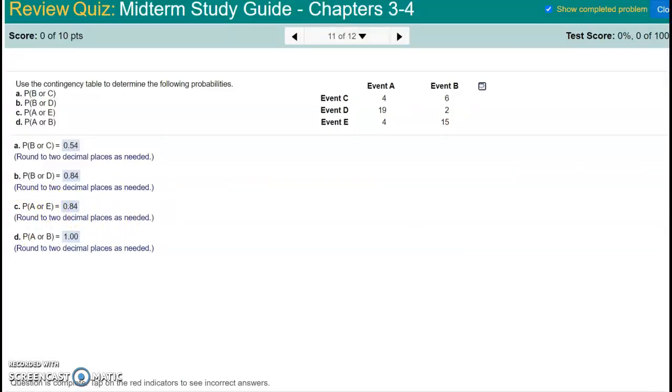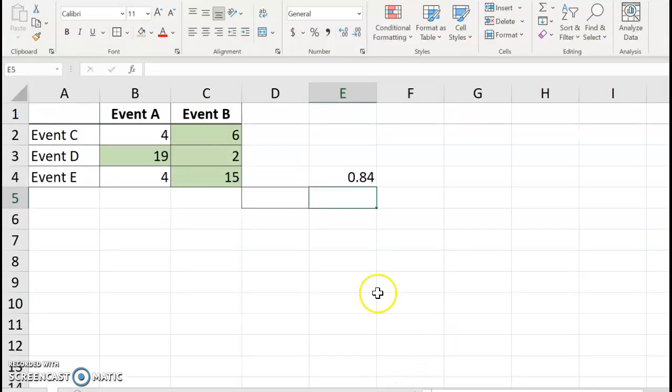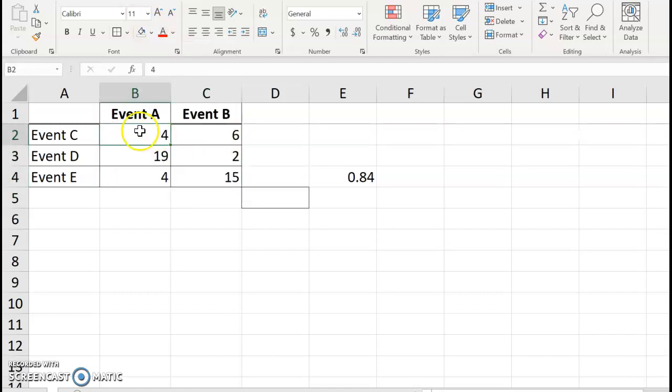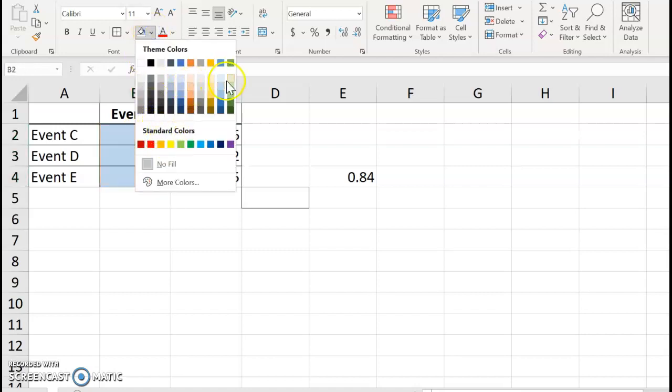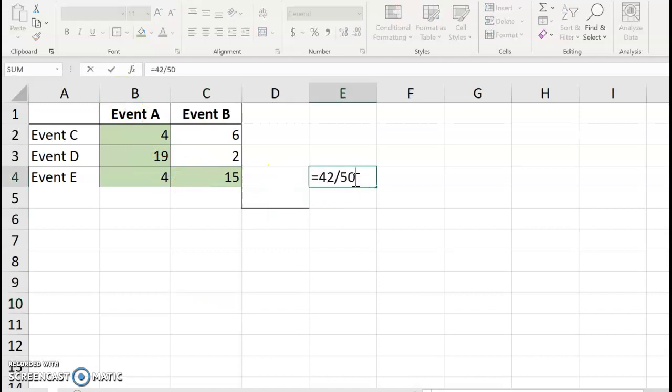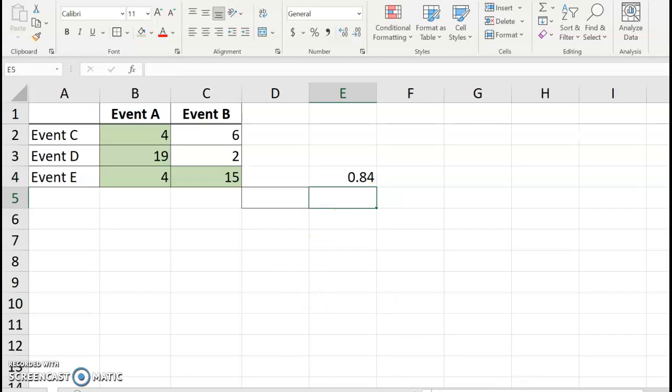Okay, A or E. So this time, event A would be these, and event E would be these. So 23, 27, 42 out of 50, which would still be 0.84.